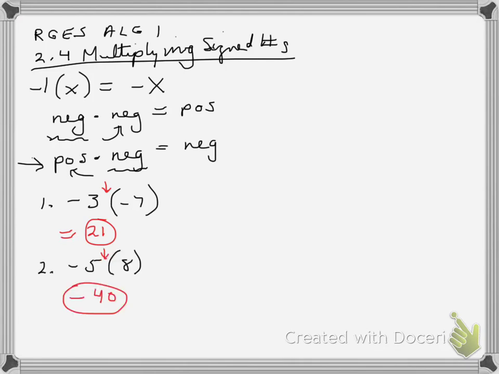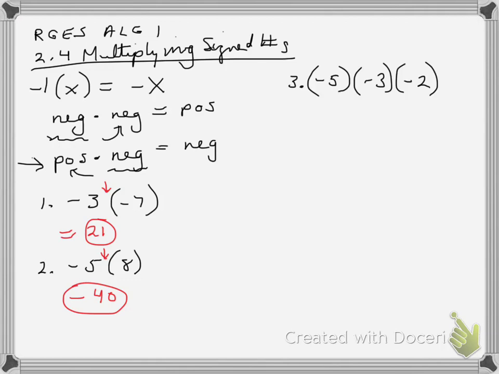Okay, for number 2, I guess I didn't unpause it. I've got -5 times 8. Again, the 5 is hugged up right next to the parenthesis. We know that's multiplication. A negative times a positive is a negative, and 5 times 8 is 40.